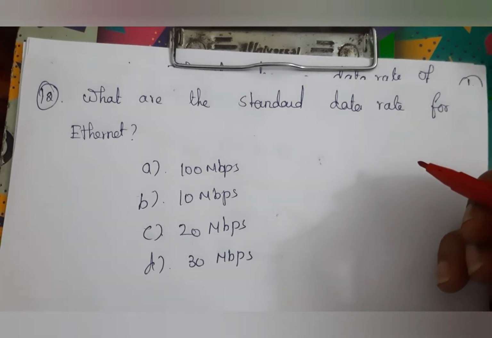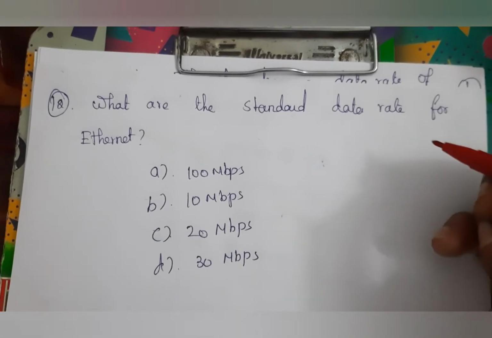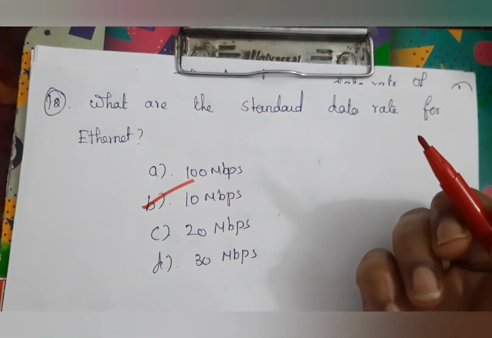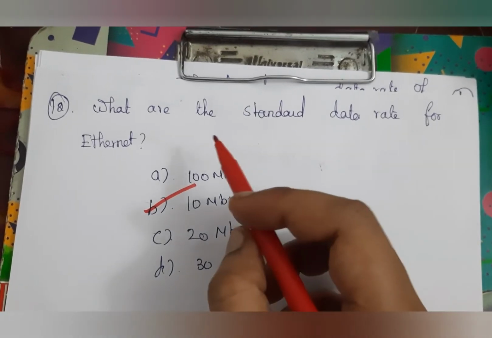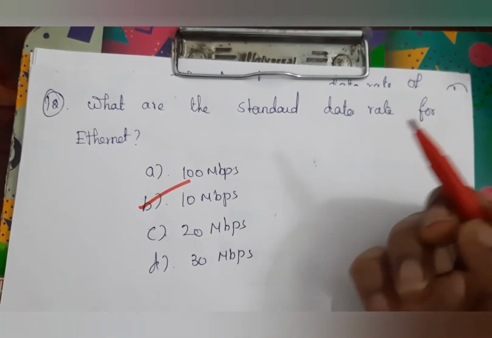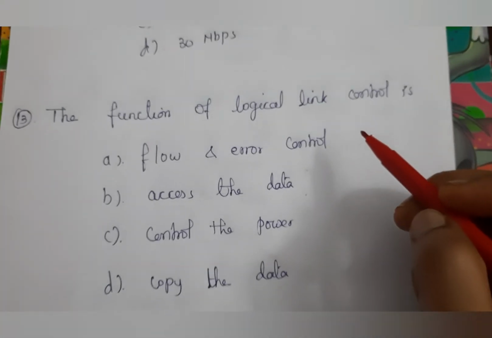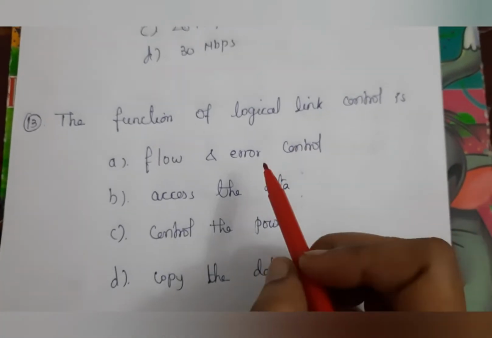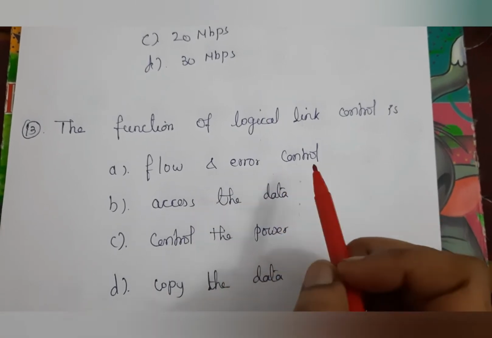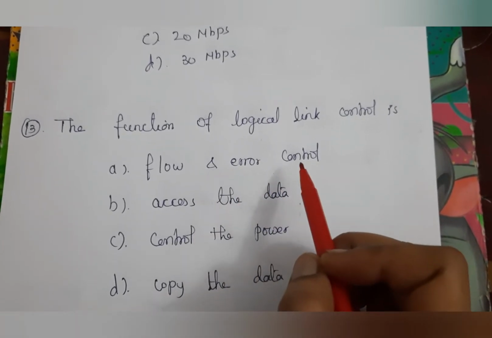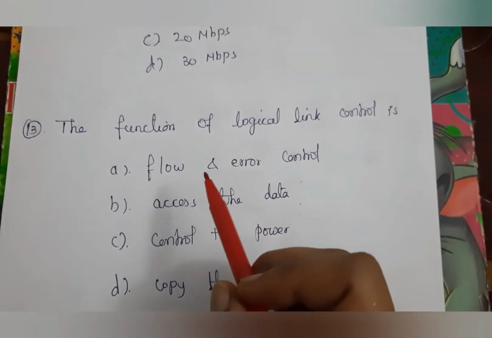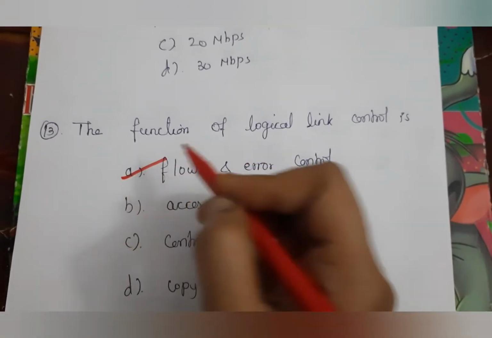Next question, what is the data rate for Ethernet? 10 megabits per second is the standard data rate of Ethernet. So answer is B. Next one, the function of logical link control is flow and error control. Flow and error control are performed by the logical link control. So here the answer is A, flow and error control.